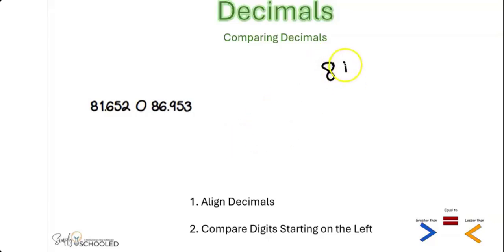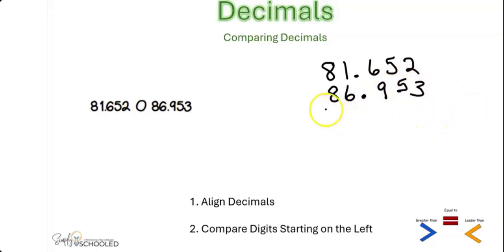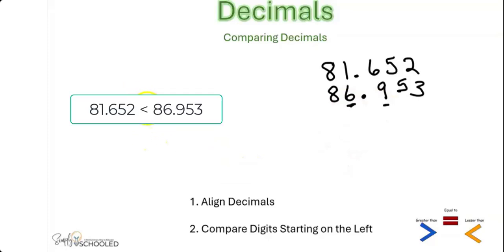So here's a little bit larger number. So if we have 81 and 652 thousandths and 86 and 953 thousandths, we start from left and go to the right. They both have 8 in the tens place. This one has a 6 in the ones place. We can stop right there. We don't compare. It doesn't matter that the next digit is higher. It doesn't matter whether it's higher or lower. This gives us the answer right here. So we know that this number is greater than.